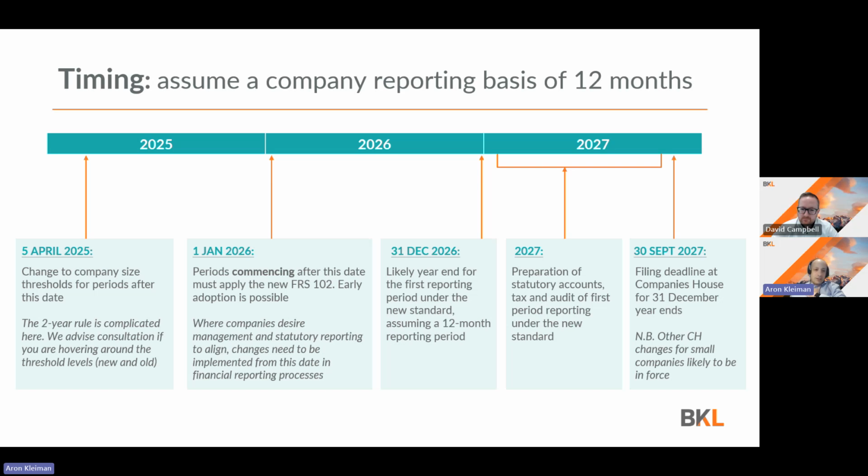So 1st Jan 2026 is when the new FRS 102 is effective for periods commencing at this date. And so, as we flagged, 31st December 2026 for a 12-month reporting company, that's the first year end under the new basis. There'll be preparation of accounts and audit in 2027 according to your timeline, and a December reporter would need to file financial statements by 30th September 2027. And there are some other changes coming in at Companies House in terms of what you need to report. They will certainly be in play by then.